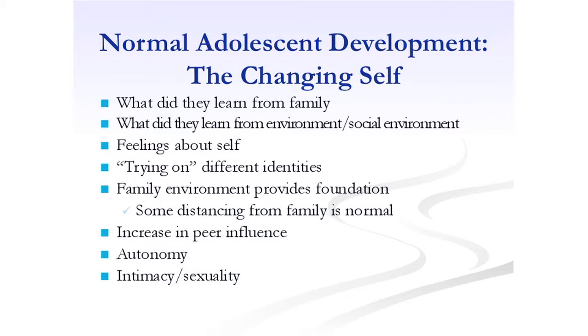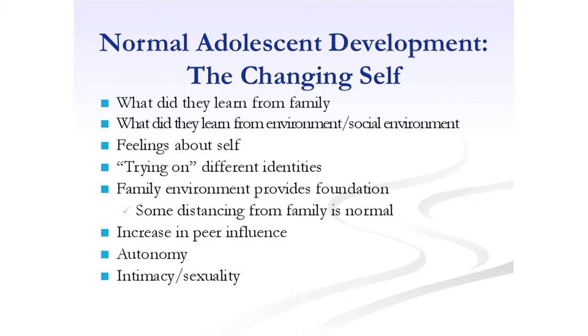In turn, there's a change in the concept of self. What did the adolescent learn from his or her family? And what did adolescents learn from their environment and social environment? How does that affect how the adolescent feels about himself? And through this process of exploring feelings, adolescents try on a variety of different identities. Now, the family environment provides a foundation from this, but at the same time, there's distancing from the family. And that distancing process is normal.